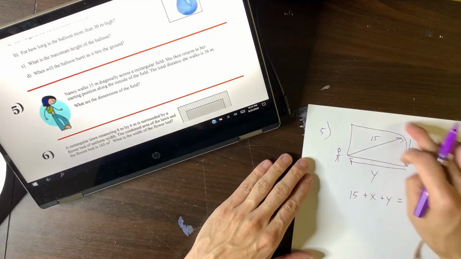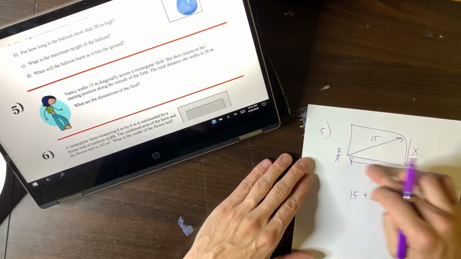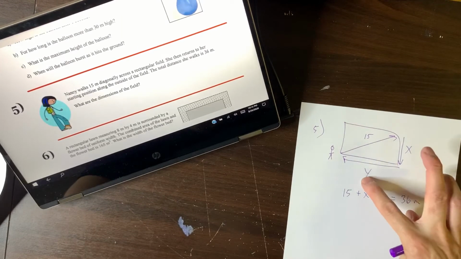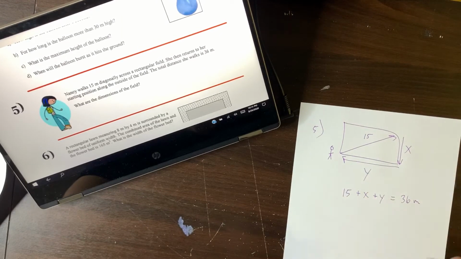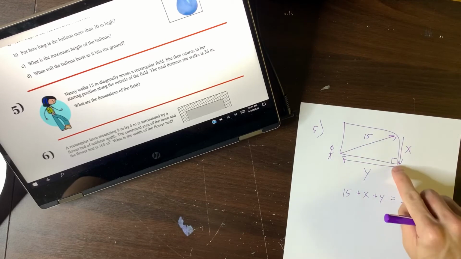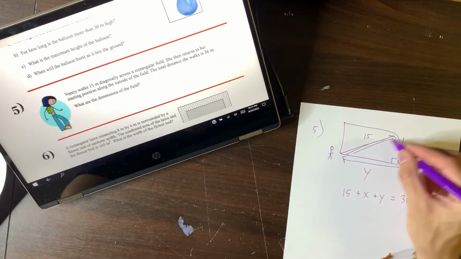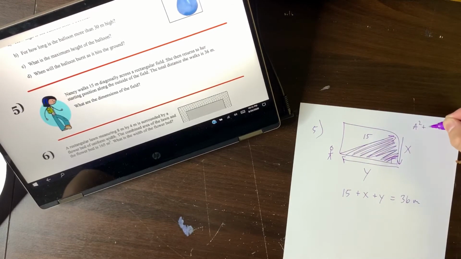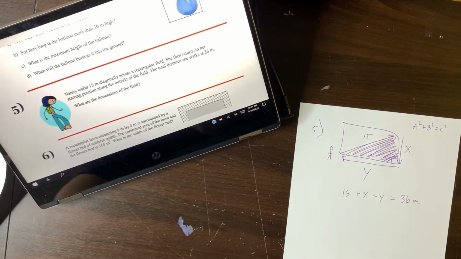So this is your field. The dimensions are X and Y. We have to solve for X and Y. It seems like an impossibility because you have 2 variables but only 1 equation. But please recall that a rectangle has 4 right angles. And since that's the case, we have here a right triangle. And because we have a right triangle, we have permission to access the theorem of Pythagoras, the Pythagorean theorem.